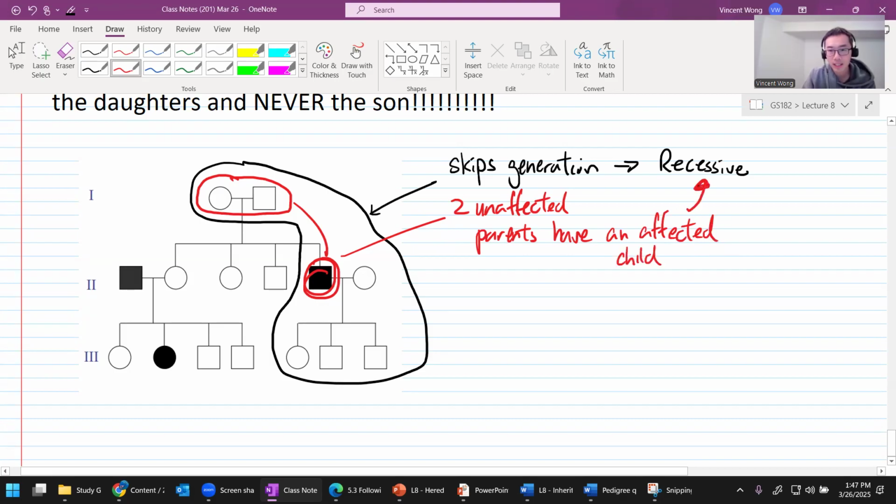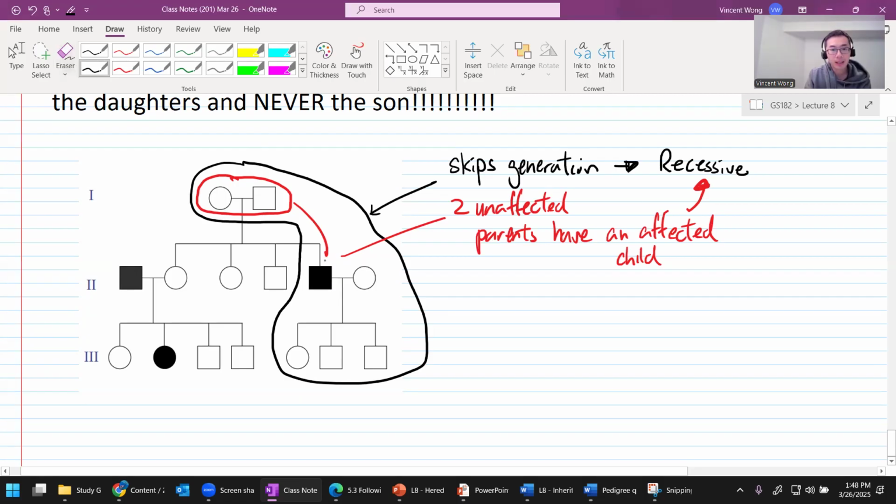So that's also recessive. Based on these two clues, generation skipping and the parents don't have it but the kid has it, that tells me it is recessive. But then is it X-linked or is it autosomal? Autosomal? And how do you know that? Because the parents don't have it, so I guess. But if the parents don't have it and the kid has it, that only tells you it's recessive. It's not definitive whether it is autosomal or sex-linked.